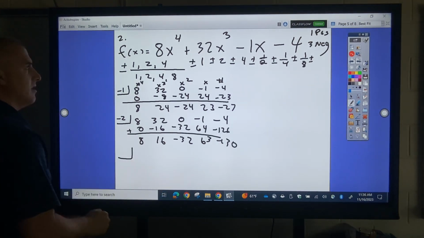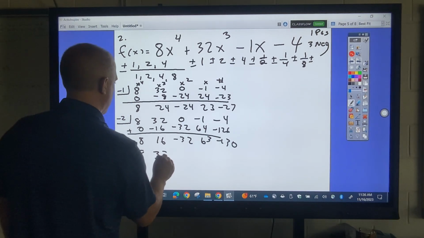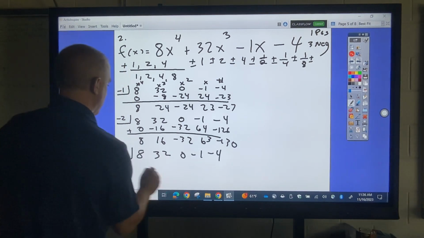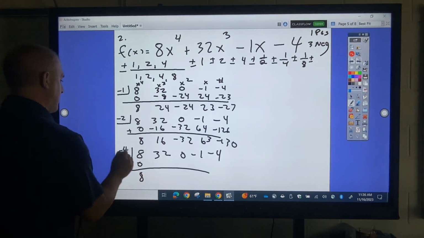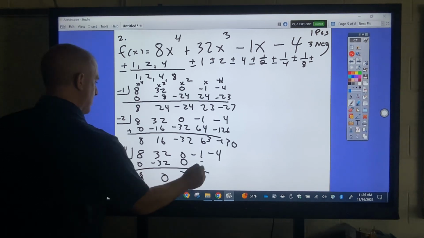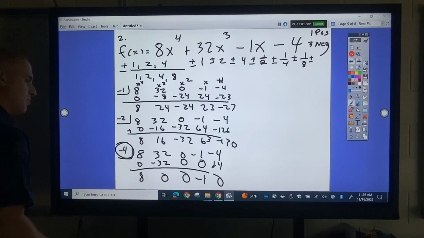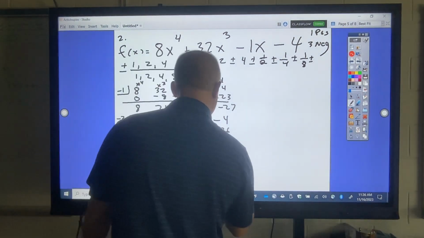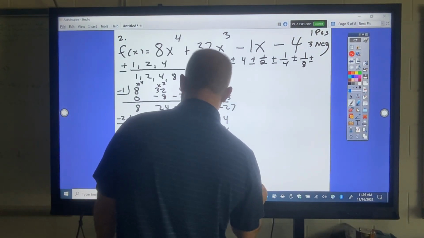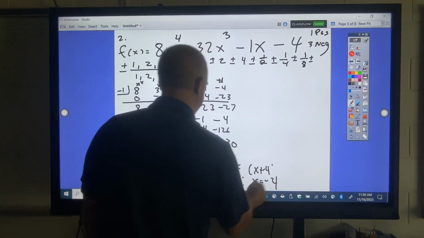Okay, let's try negative 4 in there. It's gonna be 8, 8 times that would be negative 32, it's gonna be 0, 0, 0, 0, negative 1, negative 1 times that is 4, that's 0. So that's the first one that worked. My first solution was x equals negative 4, so that's gonna be the factor x plus 4.